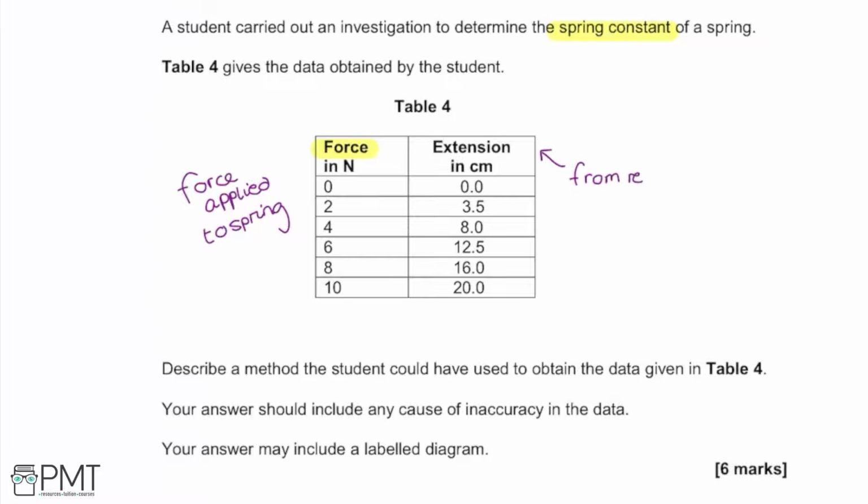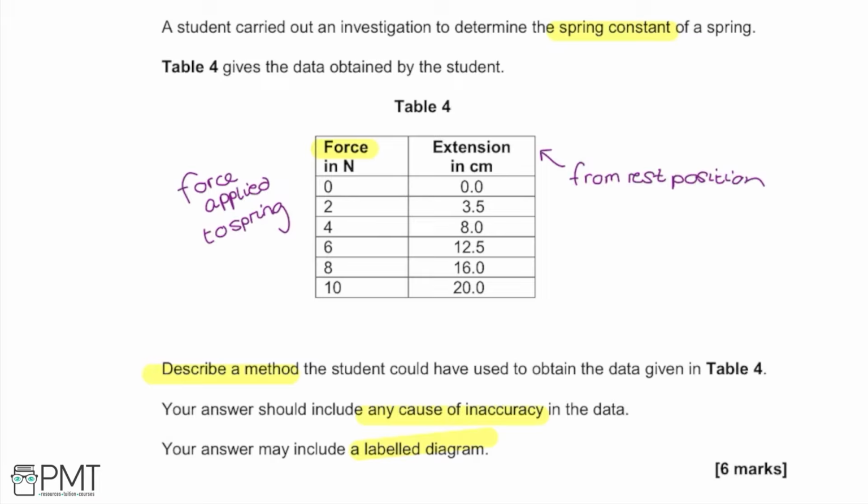under the force in the left-hand column. So we're asked to describe a method the student could use to obtain the data given in Table 4. And we're told that our answer should include any cause of inaccuracy in the data, and it may include a labelled diagram. Now, I'm noticing that this question is worth 6 marks, so it's going to require quite a detailed explanation and development of the points, and a good logical method with these inaccuracies brought up and shown in our answer.